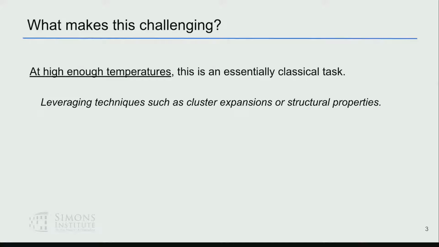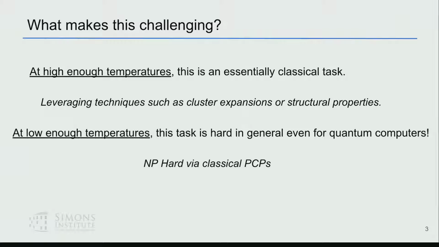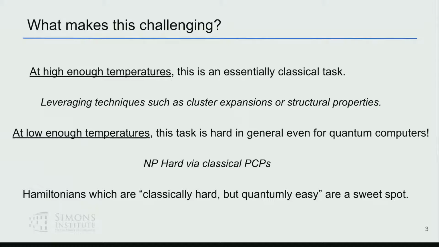There are two regimes which arguably make this question challenging. The first one is that at high enough temperatures, one really expects Gibbs states to be classical objects. And at low enough temperatures, producing the Gibbs state is expected to be hard in general for quantum computers, in fact NP-hard via the classical PCP theorem. So somehow, searching for Hamiltonians whose Gibbs states are both easy to produce on quantum computers and yet hard to sample from on classical computers is something of a sweet spot in the middle.